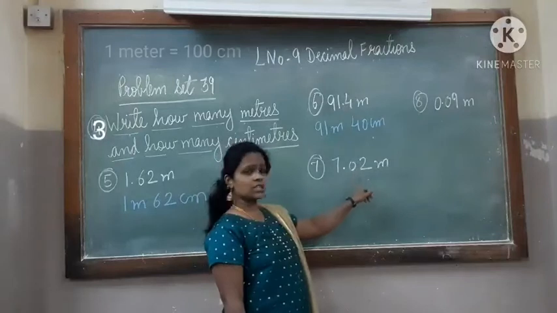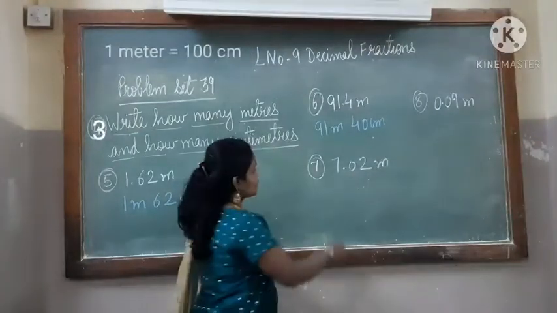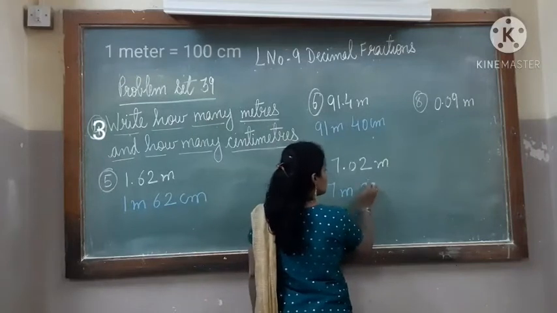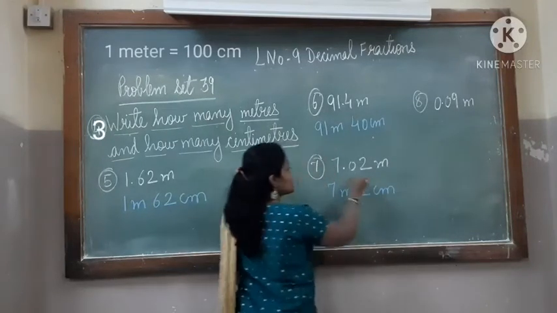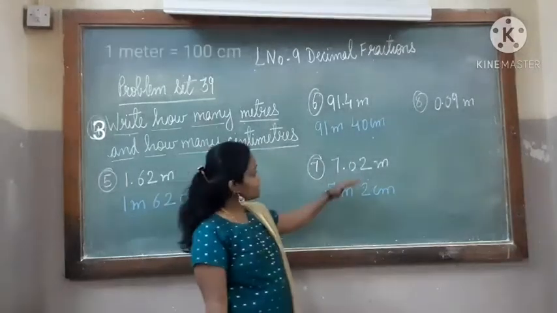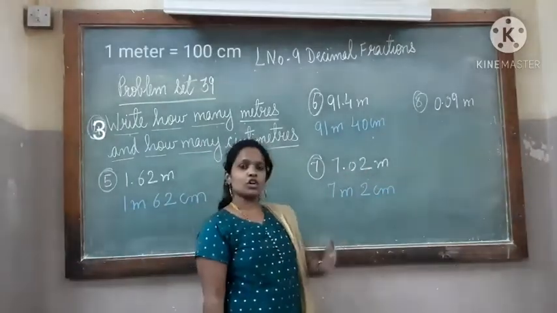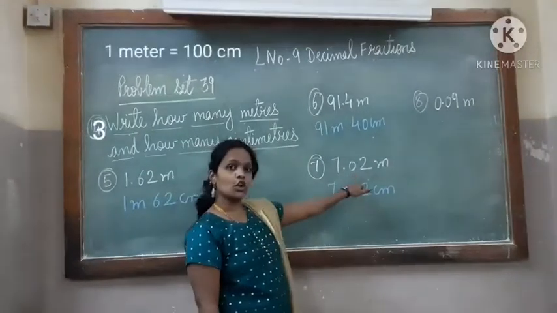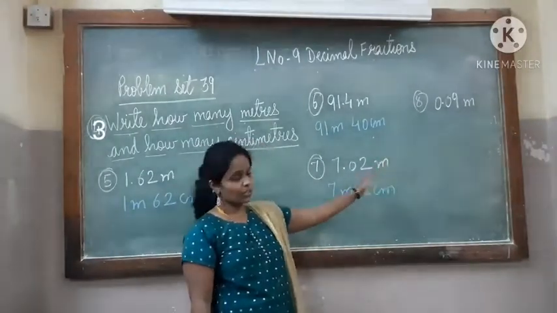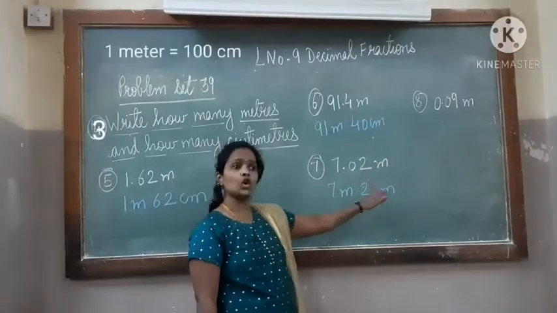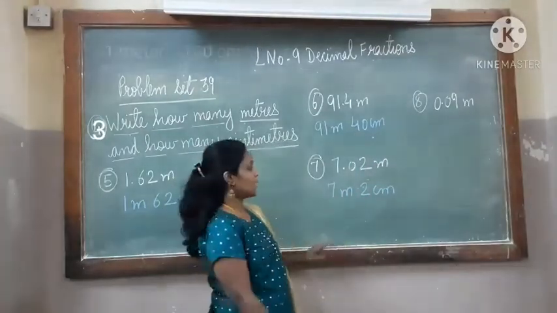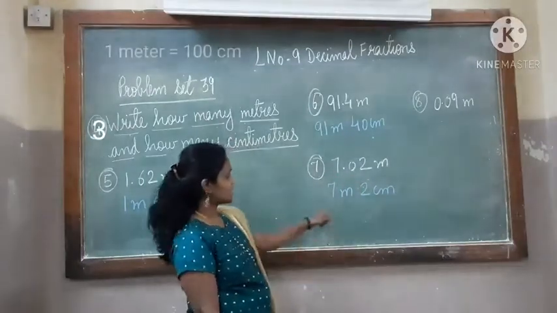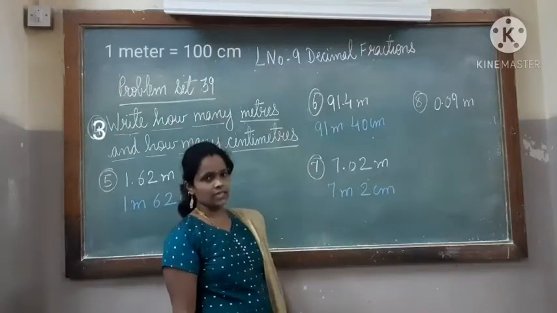The seventh one, 7.02 meters. So here you will write 7 meters and 2 centimeters. See, 0 has no value. If you write 02 centimeters also, the answer is correct. But 0 has no value, so I wrote 2 centimeters. So the answer is 7 meters 2 centimeters.